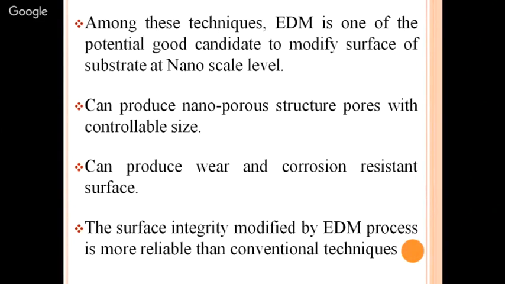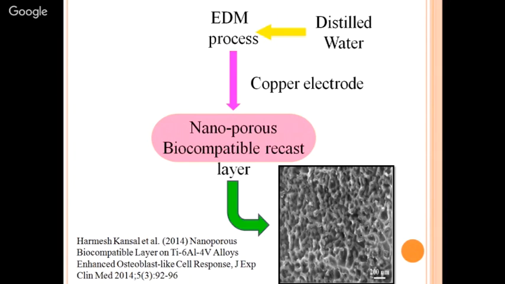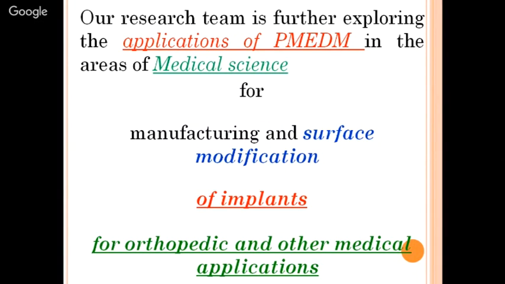It can produce wear and corrosion resistant surfaces, and can produce nanoporous structures with pores of controllable size. The surface integrity modified by the EDM process is more reliable than conventional techniques. By using the EDM process with a copper electrode, we are successfully able to generate a nanoporous biocompatible recast layer on the surface of the implant. Our research team is further exploring the application of PM-EDM in medical science for manufacturing and surface modification of implants for orthopedic and other medical applications.